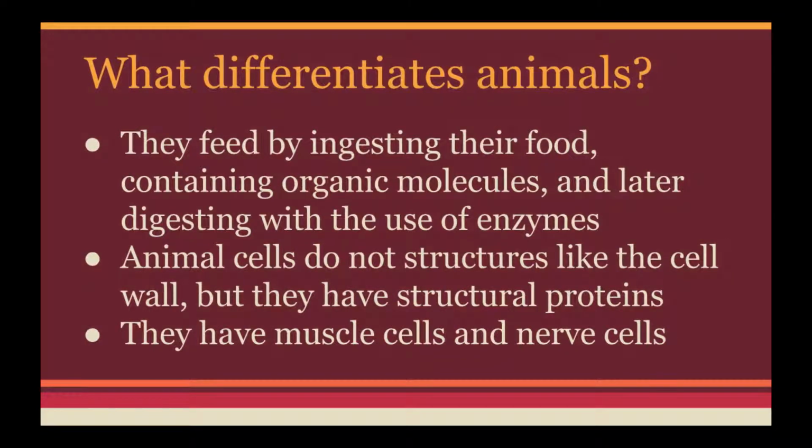Animals are heterotrophs and they ingest the food and later digest it using enzymes. Animals are also multicellular but have no support structures like plant cells do with their cell walls. Instead, there are special proteins. Animals also have two kinds of esoteric cells, muscle and nerve cells. They make the muscle tissue and allow the nerve impulses to be conducted throughout the body. This is a distinct feature of animals.